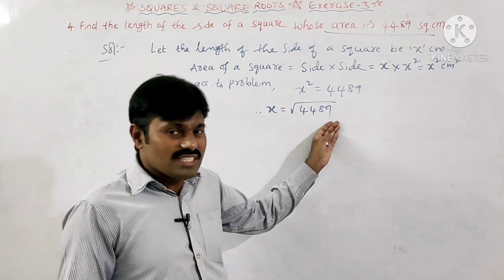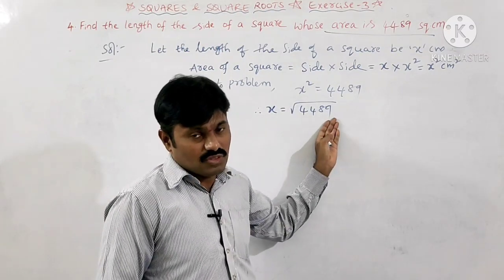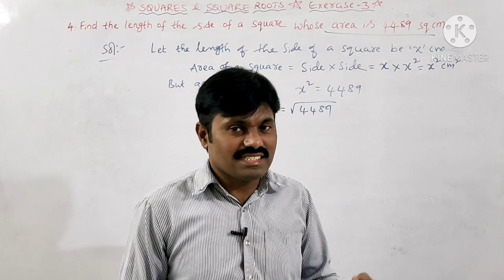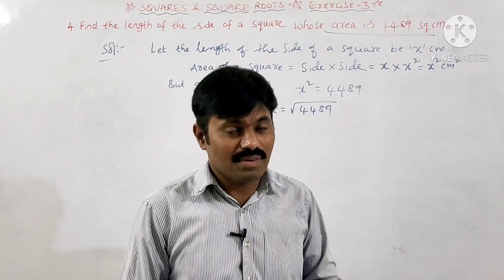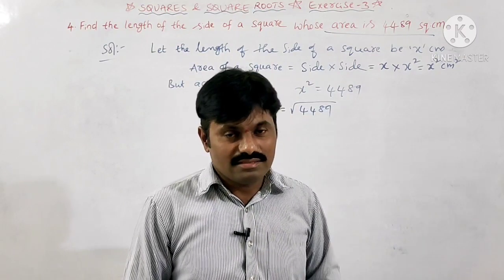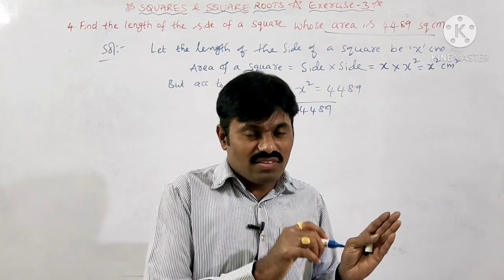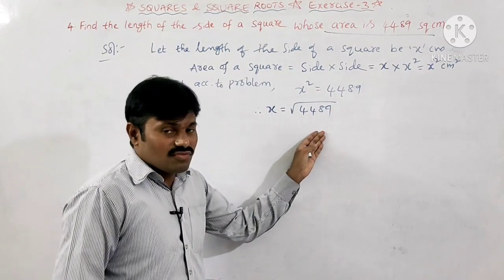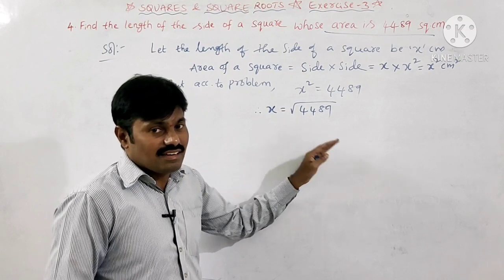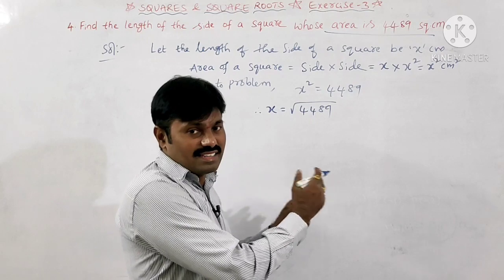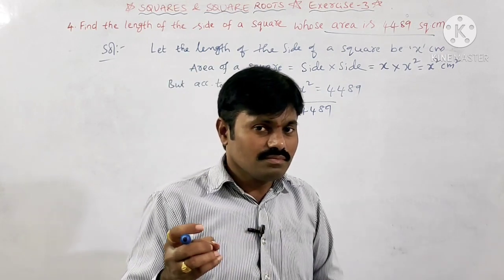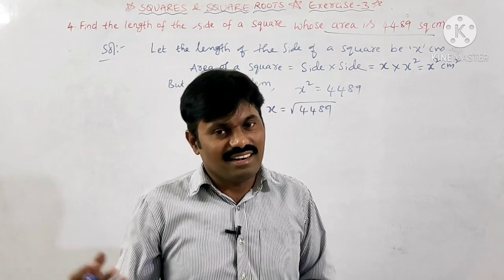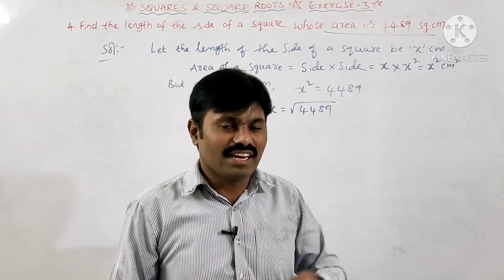Since the last digit, the units digit of this number, is 9, in its square root we may get the units digit as either 3 or 7. Because 3 threes are 9 and 7 sevens are 49, the squares of 3 and 7 end with 9. So we can expect the square root of this number to have units digit either 3 or 7. If it is an objective type question, we can analyze like this and put the tick mark by the elimination method, eliminating the other options.